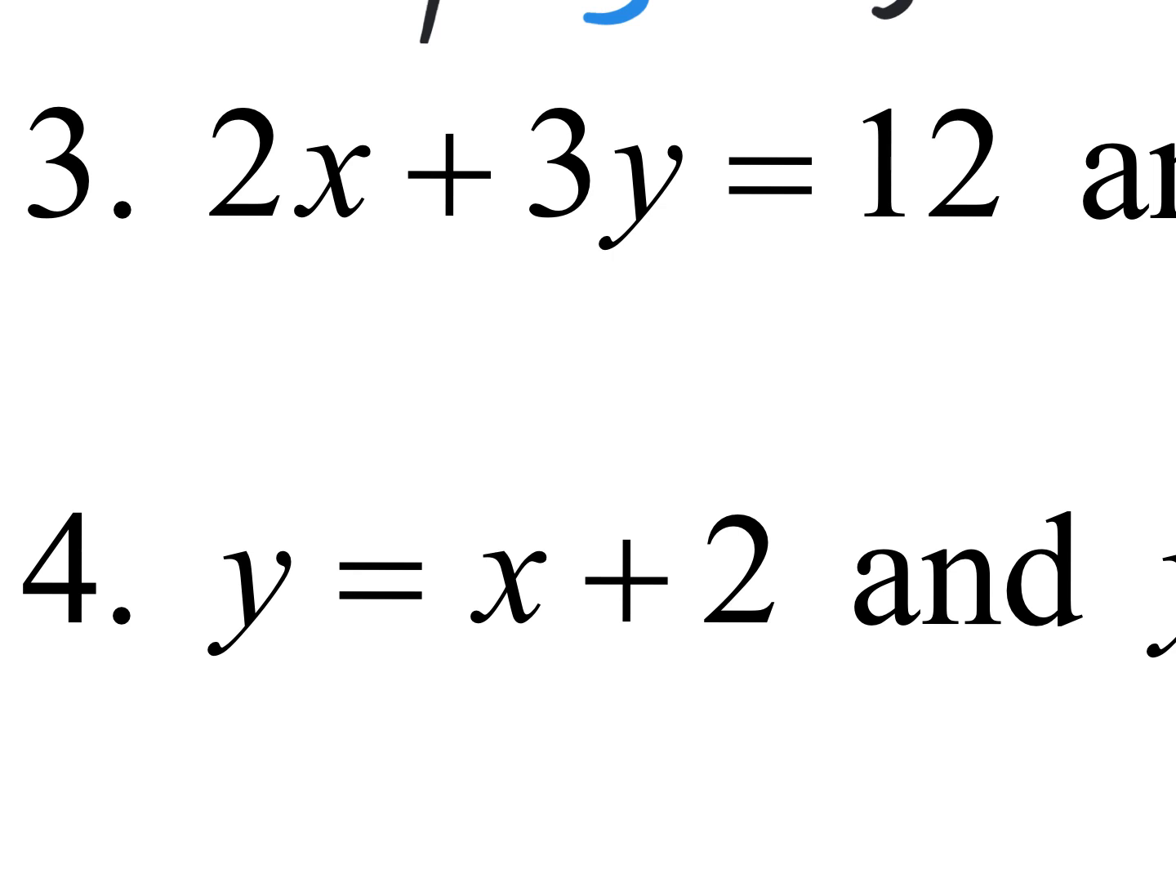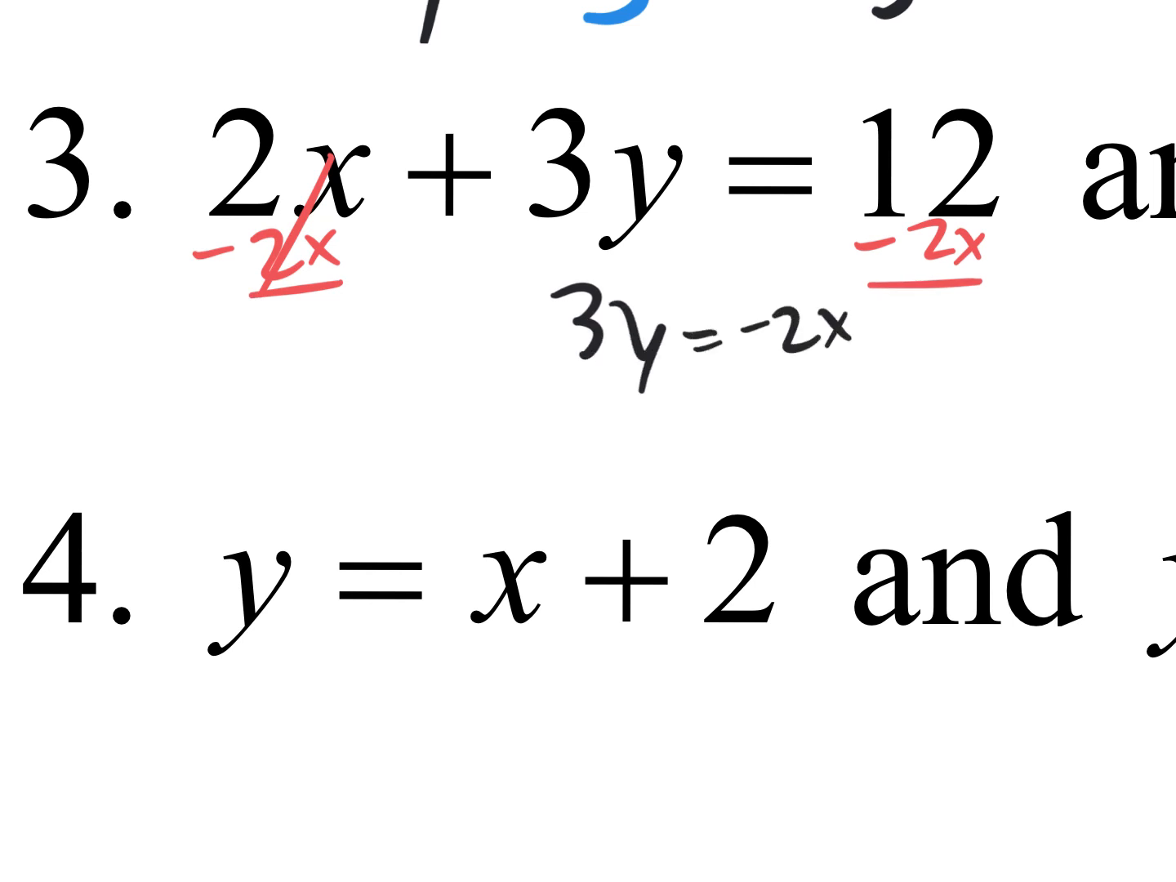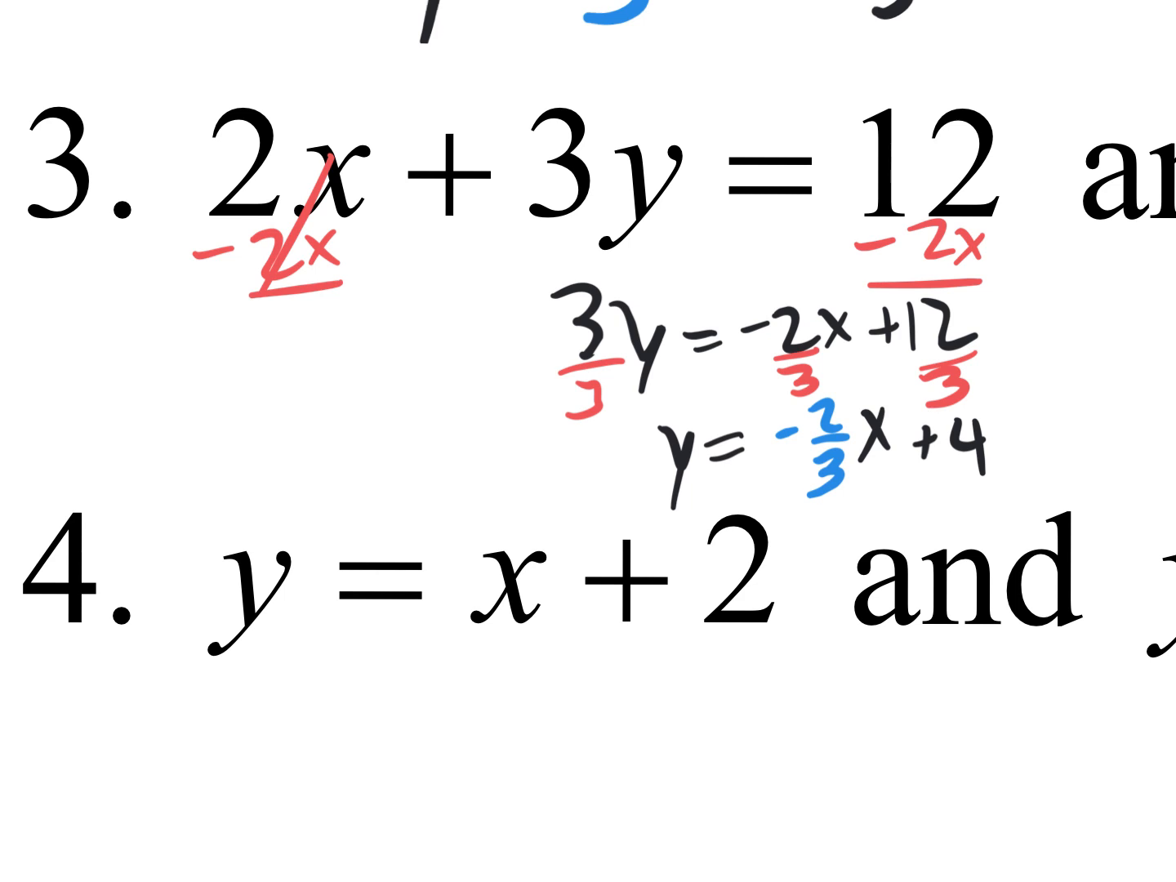So on this one that's in standard form, you have to change it to slope-intercept by subtracting 2x, subtracting 2x. You'd have 3y equals negative 2x plus 12. For your final step, you would divide by 3, giving you y equals, the slope would be negative 2/3 with an x, and then plus 12 divided by 3 is 4.